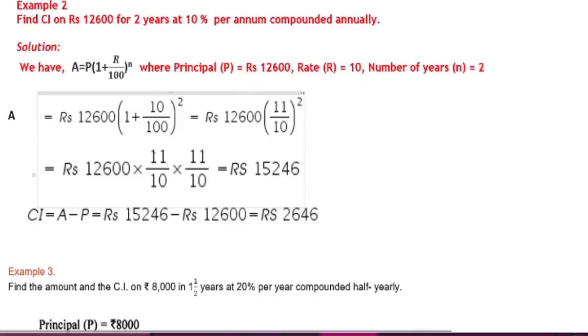And do the calculation, you will get the amount 15,246. This is the amount. Then compound interest equals amount minus principal, that is 15,246 minus 12,600. Here you will get the interest 2,646. So we can write compound interest equal to 2,646. So here we found the compound interest by using this formula.